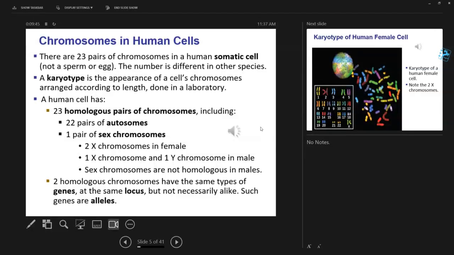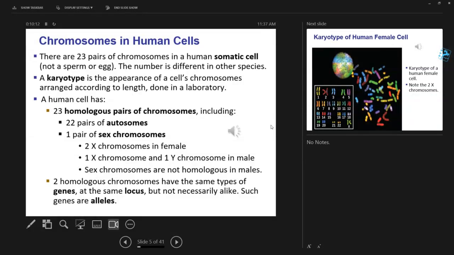So we're talking about human cells here. Human cells have 23 pairs of chromosomes. Other species of animals and plants have different numbers. So a dog, I forget what it is, a dog might have 19 pairs. A horse might have 27 pairs. But for humans, it's 23 pairs.